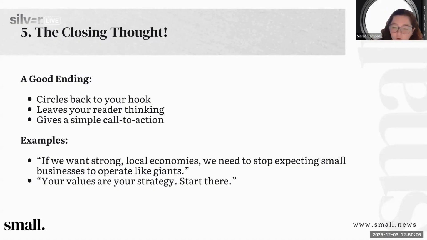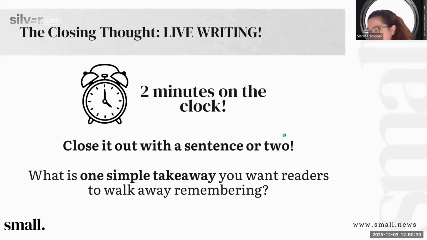For example, if we want strong local economies, we need to stop expecting small businesses to operate like giants. Or your values are your strategy. Start there. So it can be very simple, it can be very complex, just whatever you feel is right, to close out your piece. That's what this section is about. So we will do our last 2 minutes on the clock. Close it out with a sentence or two. What is one simple takeaway that you want your readers to walk away remembering after reading your piece?